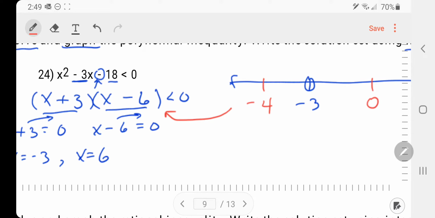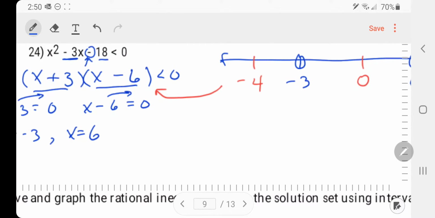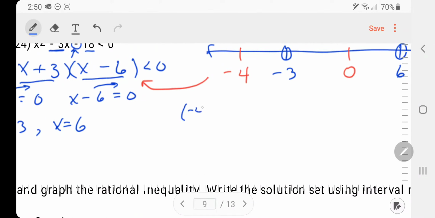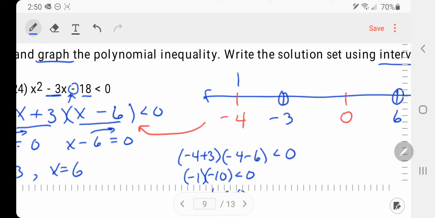Now, the best place to plug those test points back into is the factored form of the inequality. And we're going to plug those in and test them to see if we get true or false, okay? Starting with negative 4. Let's see here. That's going to be negative 4 plus 3 times negative 4 minus 6, less than 0. We want to know, is that less than 0, true or false? Well, that's negative 1 times negative 10. But a negative times a negative makes a positive number. And a positive number is not less than 0. That is false.